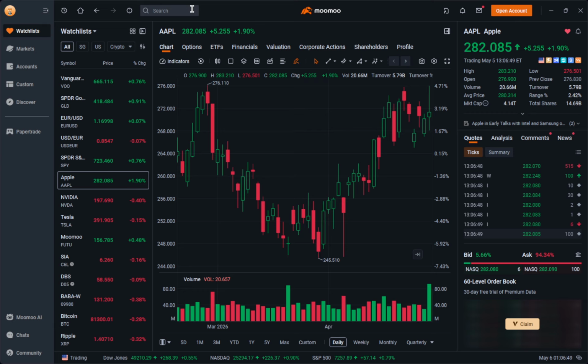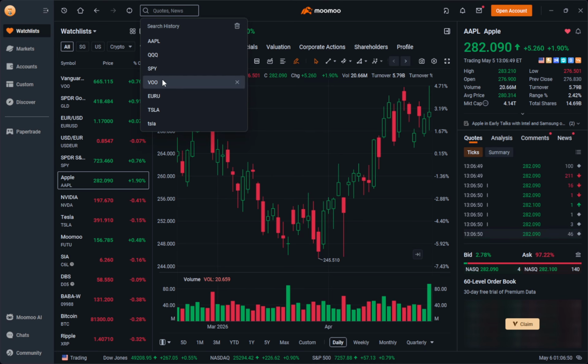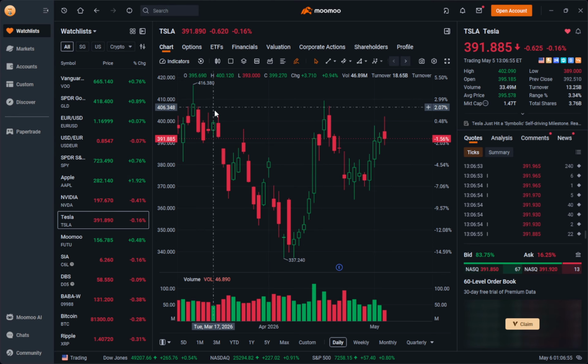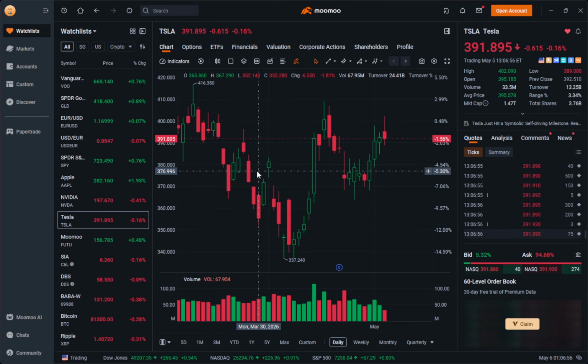In the search bar, type any stock or ETF like AAPL or SPY and click it. The chart opens automatically, and this is your main decision tool, the place where you'll spend most of your time planning entries, exits, and risk.